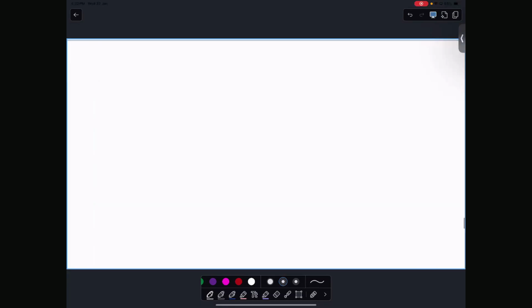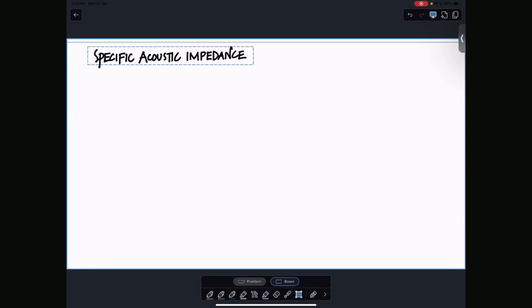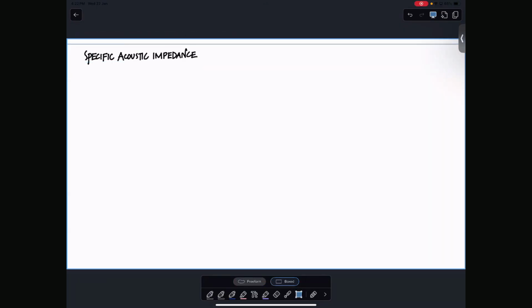So before we start that, we need to learn a quantity. It's called the specific acoustic impedance. What is specific acoustic impedance? So it's a property of sound. Ultrasonography তে যেটা sound use করা হচ্ছে, it's a property of sound. And let me explain what this is.